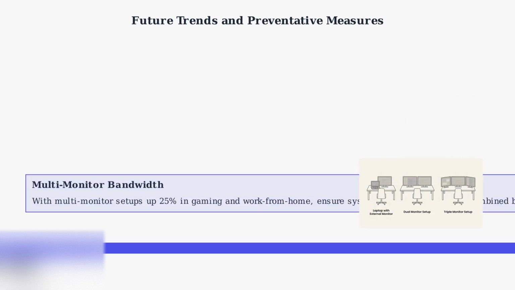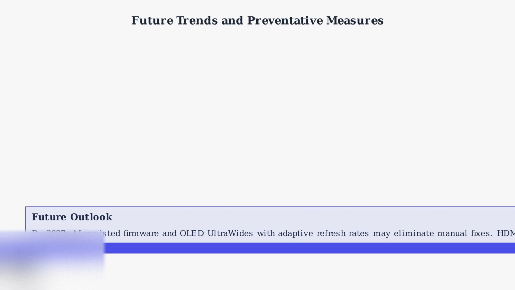As multi-monitor setups increase by 25% in gaming and work-from-home scenarios, ensure your system and cables support the combined bandwidth requirements. Looking ahead, AI-assisted firmware by 2027 and OLED ultrawides with adaptive refresh rates may eliminate manual fixes, while HDMI 3.0 could address cable limitations for diverse aspect ratios.